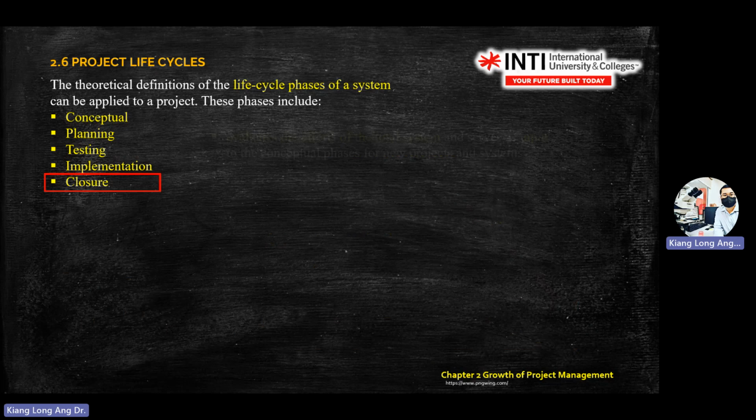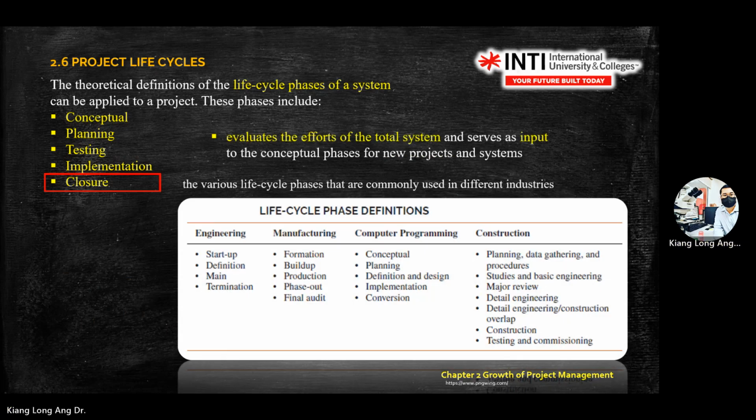So the rest you read. There are various life cycle phases that can be used, and when you change from one industry to another, it will change. The one you see on the screen here, concept, planning, testing, implementation, closure, is a general process, general life cycle phases. But when it comes to an individual specific industry, they make some modification.